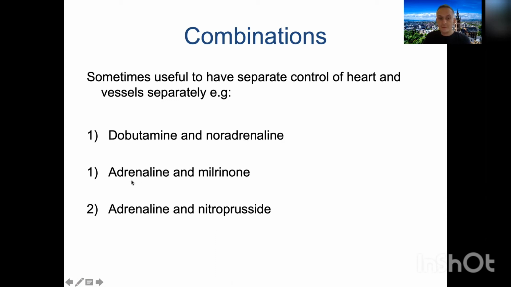Or conversely, you might want the positive inotropic effect on the heart of a stronger agent like adrenaline, but with a vasodilating agent like milrinone, or another drug that we use very rarely, really, nitroprusside, sodium nitroprusside, which is a powerful vasodilator. But there's only very specific situations where I would use that, and I certainly wouldn't recommend it if you've never used it before.